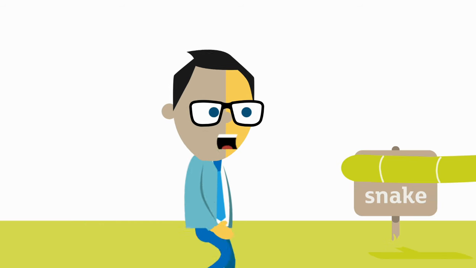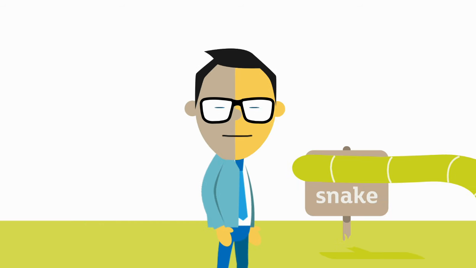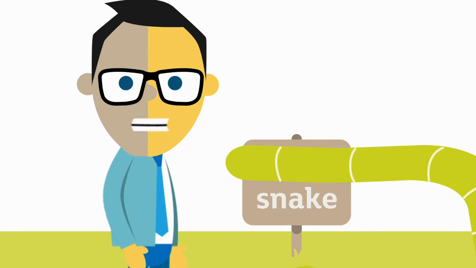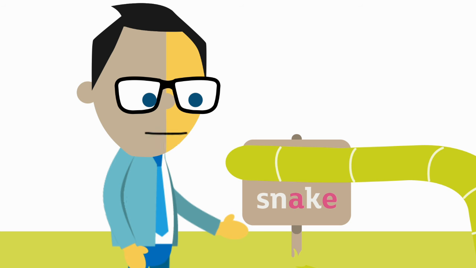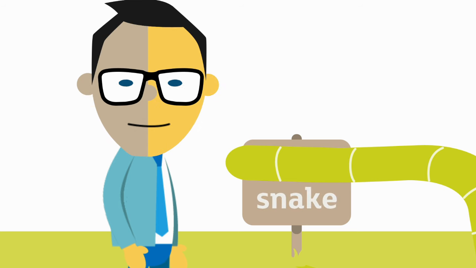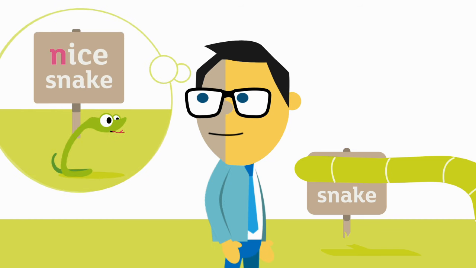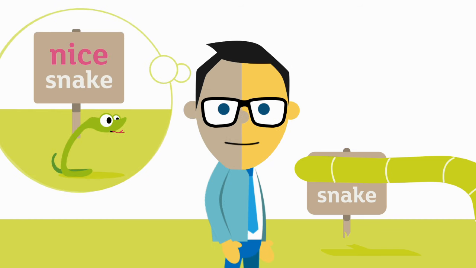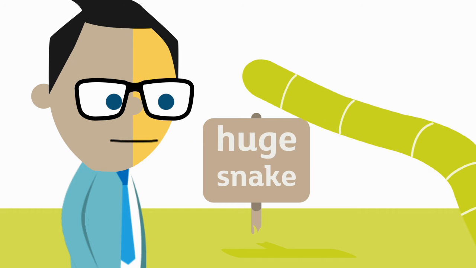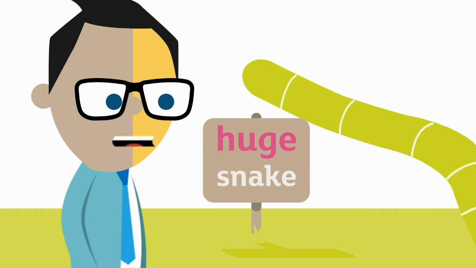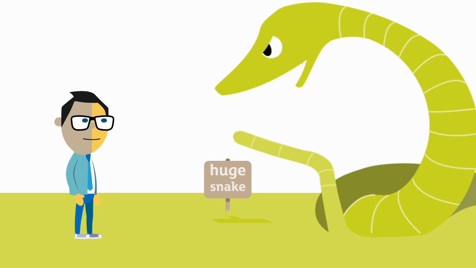Sometimes the two letters that make up a digraph, two letters that together represent a particular sound, don't sit next to each other in a word. For example, the A and E in snake are separated by the K, but they're still a digraph. The A and E together represent the long A sound, so we read s-n-ake rather than s-n-ak-e. We read nice rather than n-ik-e. We read huge rather than h-u-g-e.